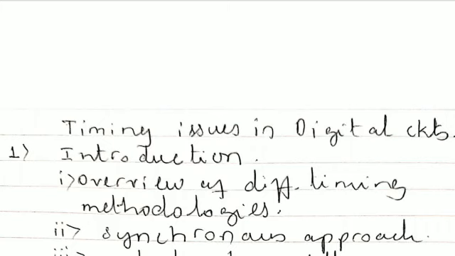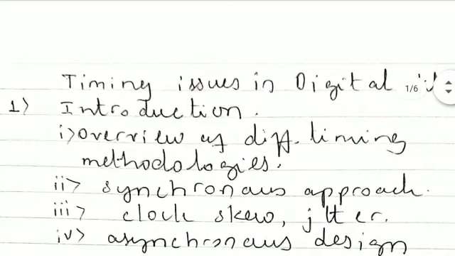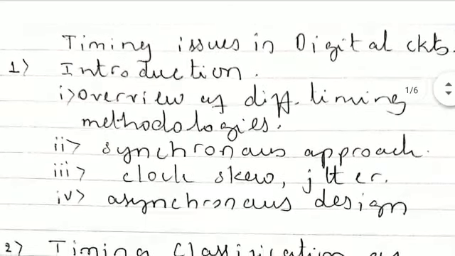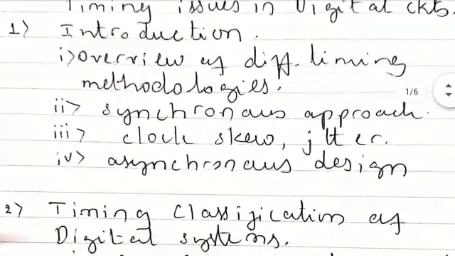Now next we'll go to, as I told here, overview of the different timing methodology we are going to see here. What is the synchronous approach? We are going to see what is clock skew and clock jitter, asynchronous design. All these are the part of this particular chapter. Next we'll see the timing classification of digital systems.